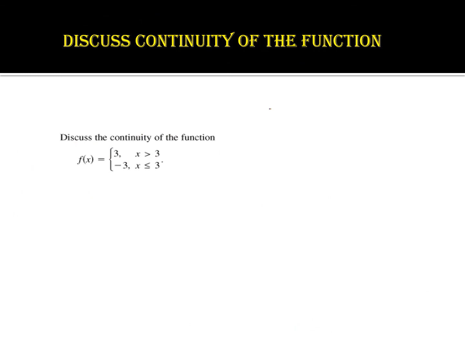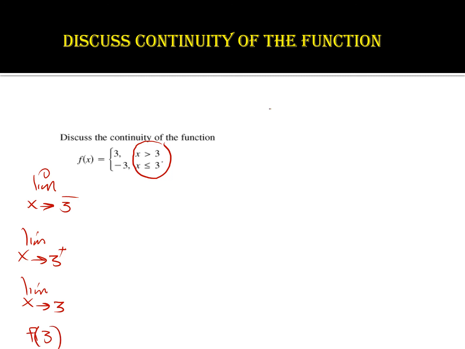Now take one more example. Here discuss the continuity of the function. Again we will write limit x approaches 3, because 3 is the condition for the x intervals. 3 from the left side, limit x approaches 3 from the right side, limit x approaches 3 from both sides, and f of 3. Now 3 from the left side means x is less than 3, which is equal to -3. And 3 from the right side means x should be greater than 3, which is equal to +3.